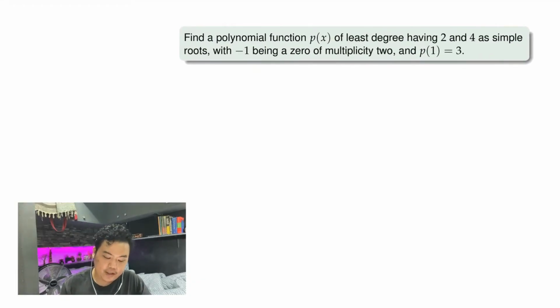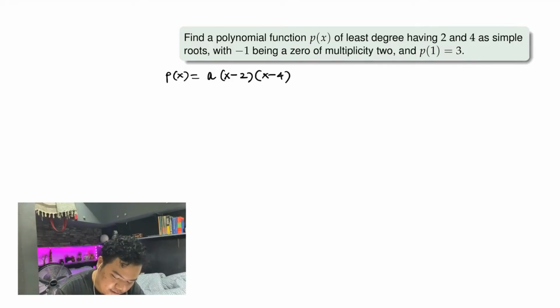So, let's say we have a polynomial. Find a polynomial p of x of least degree having 2, 4 as simple roots and negative 1 as 0 of multiplicity 2 and p of 1 is 3. So, pag sabing roots, 0, pareha lang yun. Isipin nyo pareha lang sila. So, you can write this one as, diba, constant x minus a root, x minus a root, tapos x minus, ano yung isang root? Minus negative 1.